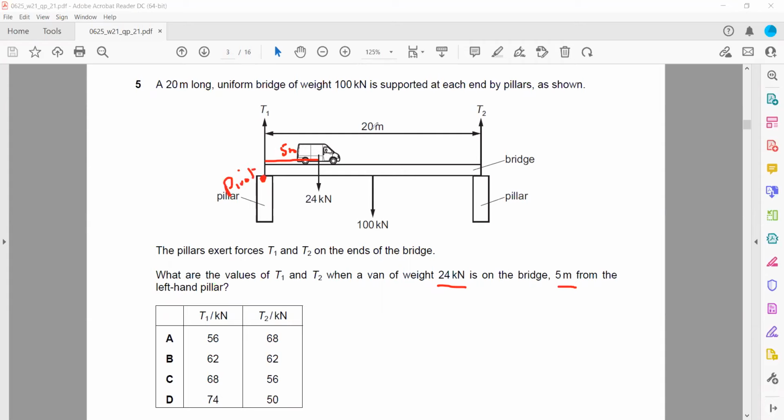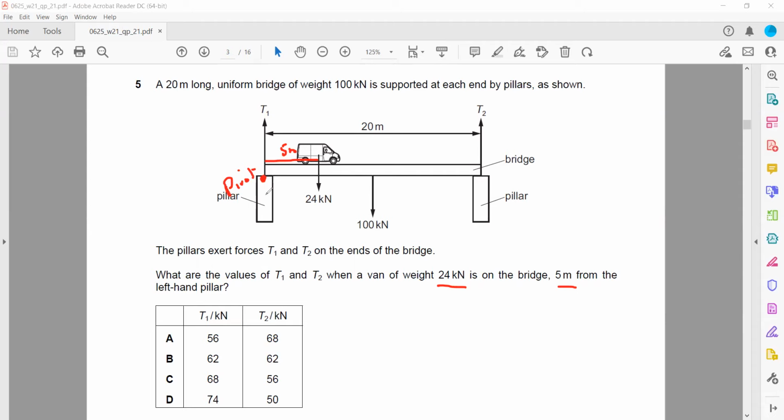So two things are there. According to the condition of equilibrium, there is no resultant force, or we can say the upward force equals the downward force. So what is the upward force here? The upward force is T1, T2, and the downward force is 24 and 100. That is one of the conditions of equilibrium. The second thing, when an object is in equilibrium or balance, there is no turning effect, or we can say the clockwise moment equals the anti-clockwise moment.